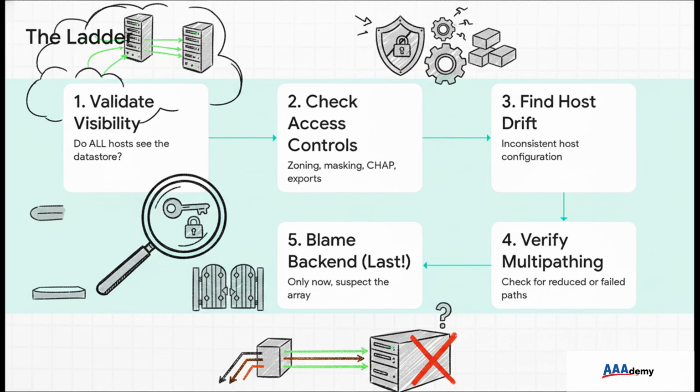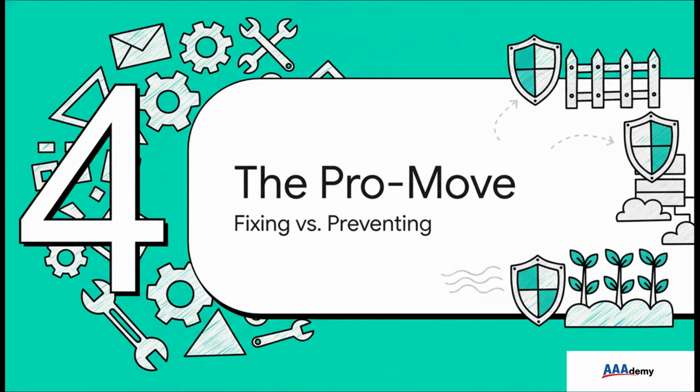Step 3, hunt for host configuration drift. Is one host set up differently? Step 4, verify your multipathing is healthy. And only after you have checked all of that do you get to climb to step 5 and finally start blaming the backend array.